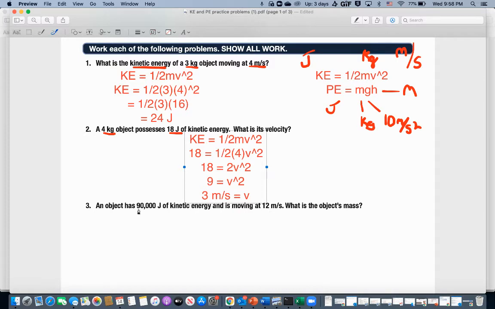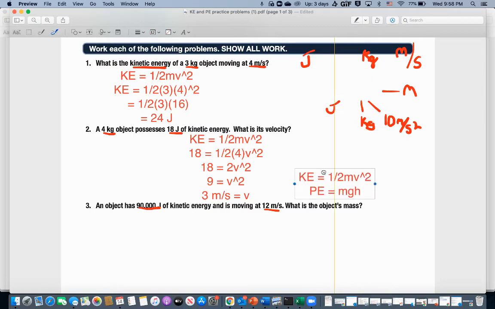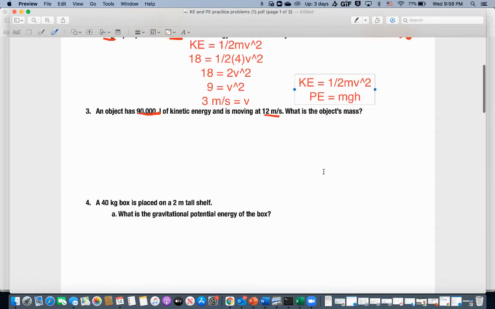An object has 90,000 joules of kinetic energy. Okay, so that's KE right there. And is moving at a speed of 12 meters per second right here. What is the object's mass? So again, it's giving me kinetic energy. I know I'm going to use the kinetic energy equation. I can drag this down here, and I'm going to go ahead and put that in here.